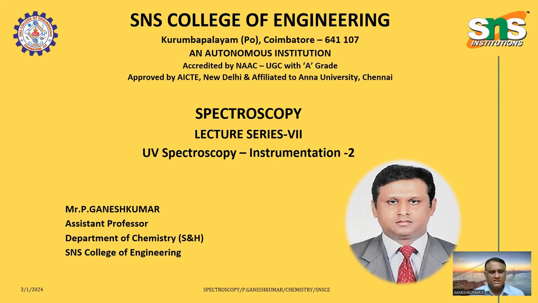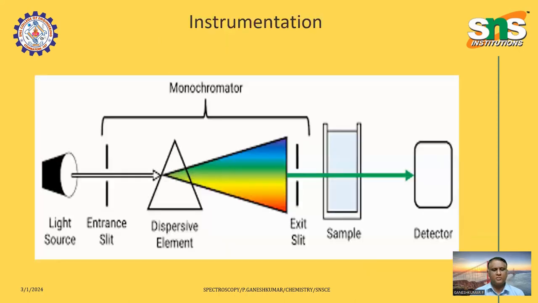In the previous series, we were discussing the properties of light, electromagnetic radiation, the ultraviolet region, Beer-Lambert's law, and the principles of ultraviolet spectroscopy, particularly the excitation levels. In the previous session, session number 6, we started with the instrumentation part. In instrumentation part 1, we discussed the source of light, what lamps are used, and what are the conditions to select the light source.